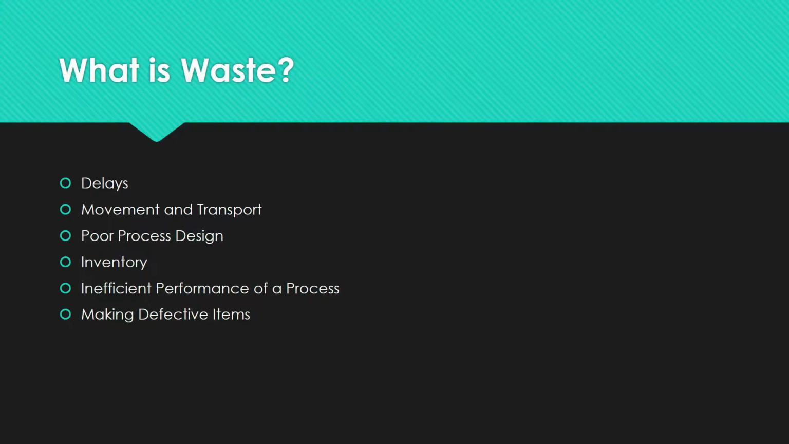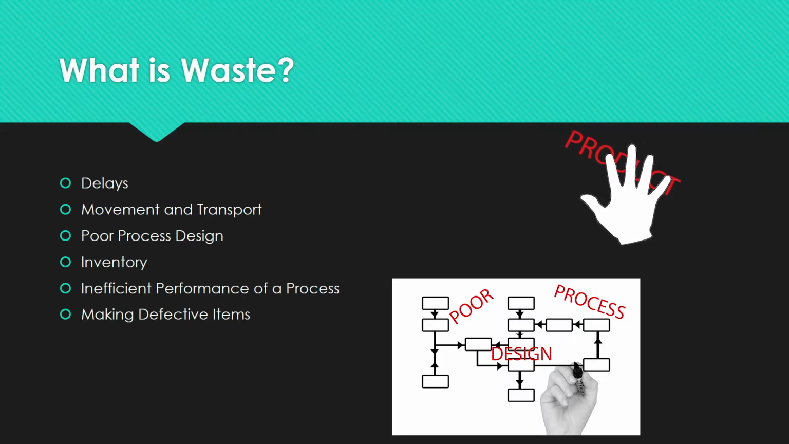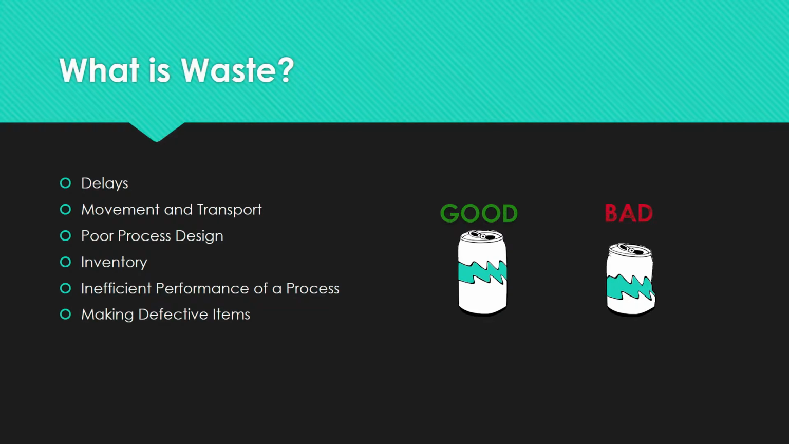What is waste? Waste can be defined as delays, movement and transport, poor process design, inventory, inefficient performance of a process, and making defective items.